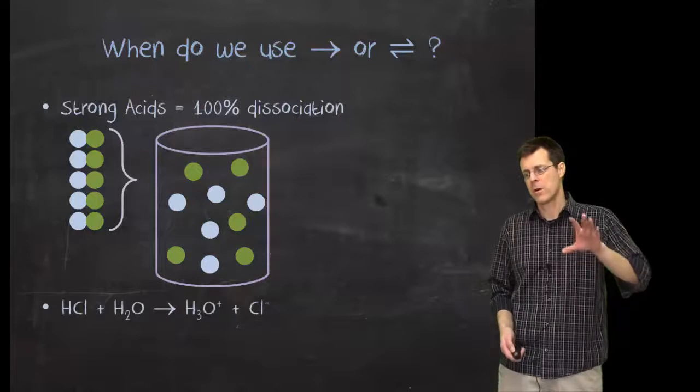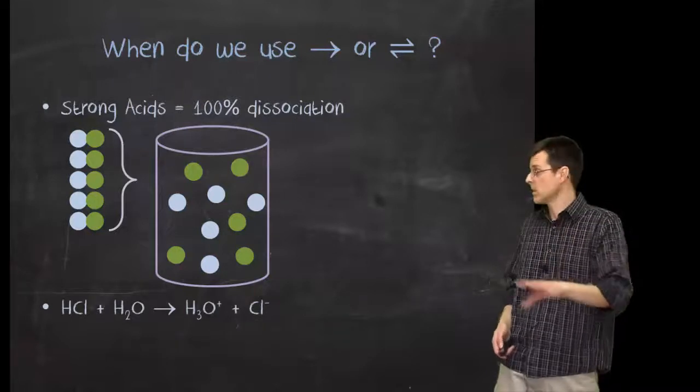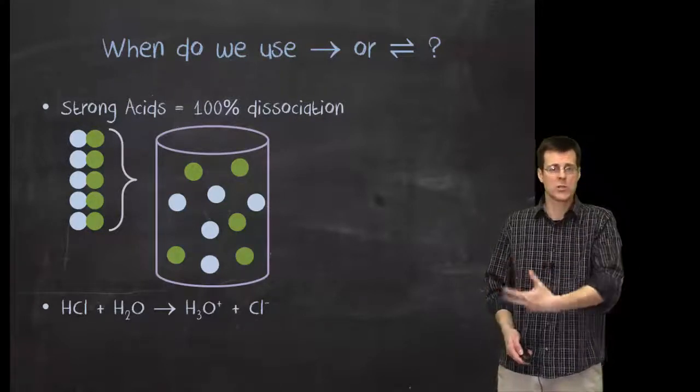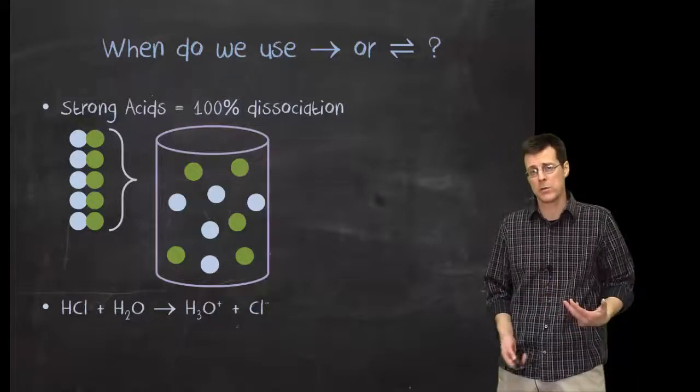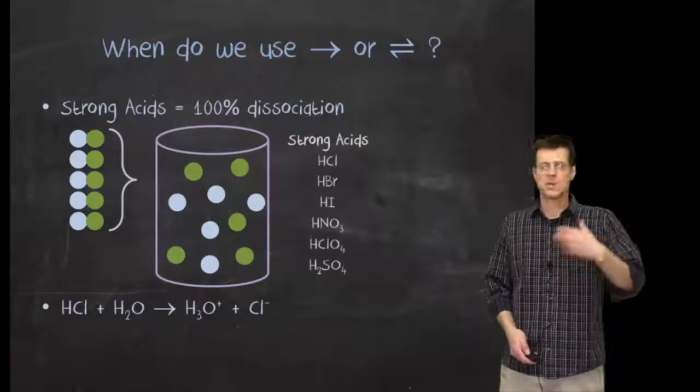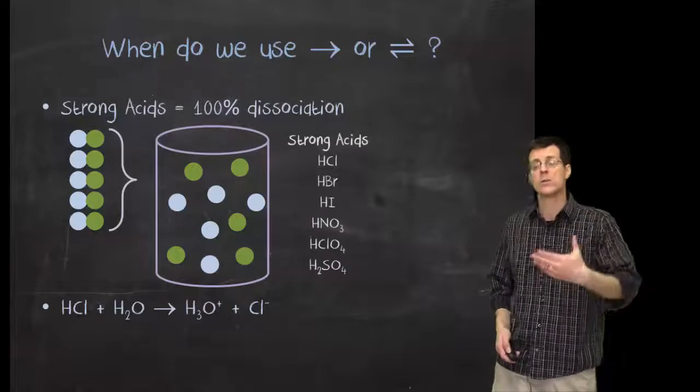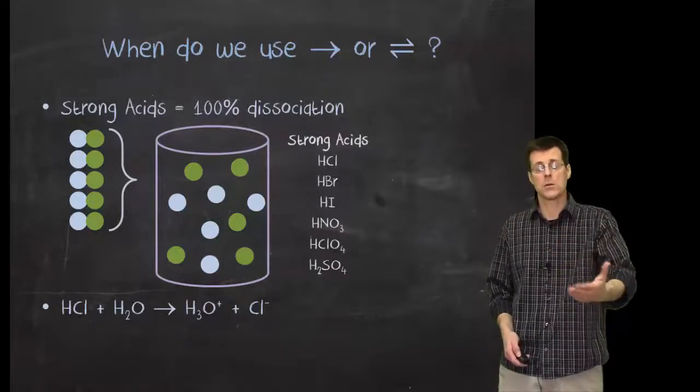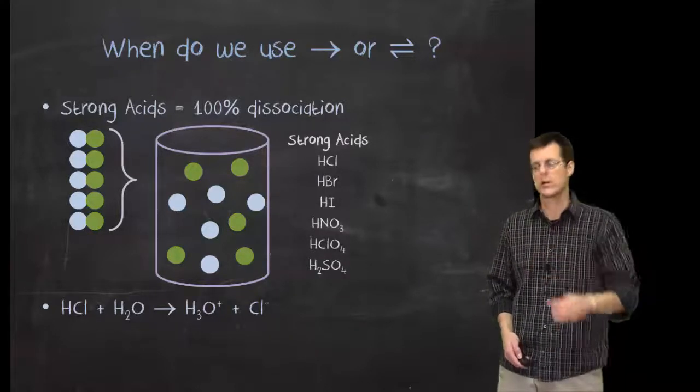And we know that there are 6 strong acids, and they would all have a similar dissociation reaction, as what you see below the beaker there. Those 6 strong acids are the ones where we would use the straight one-direction, one-way arrow.